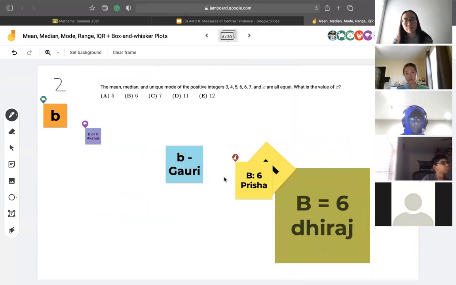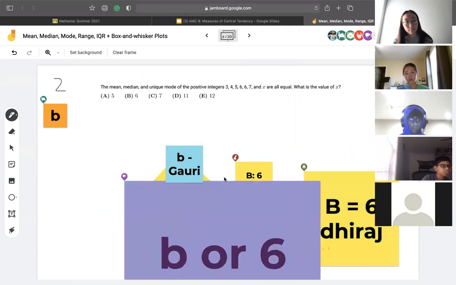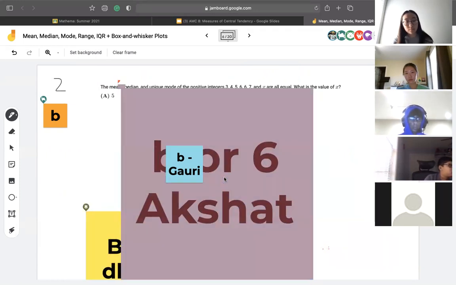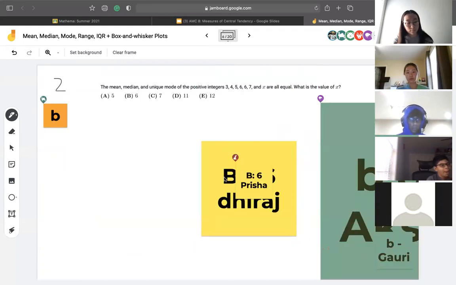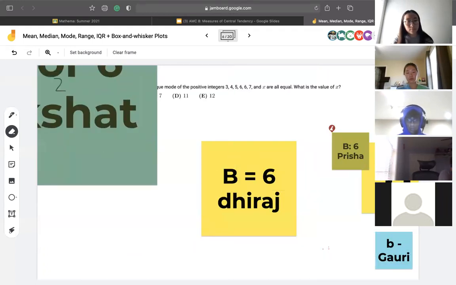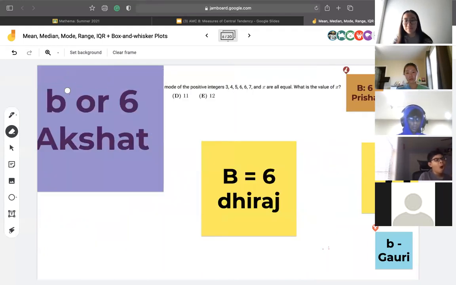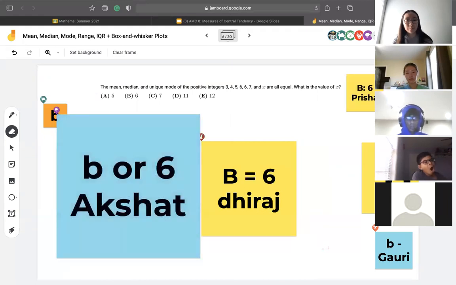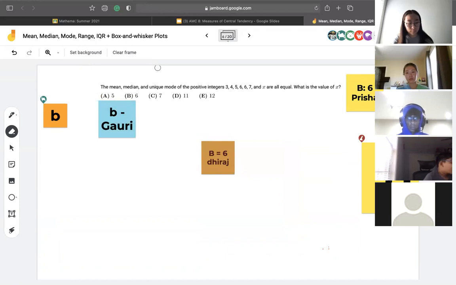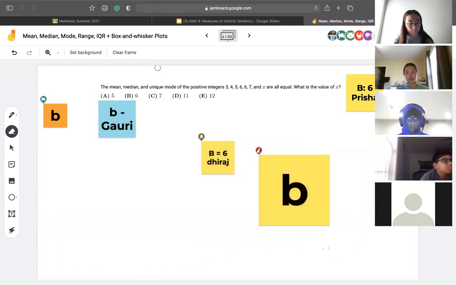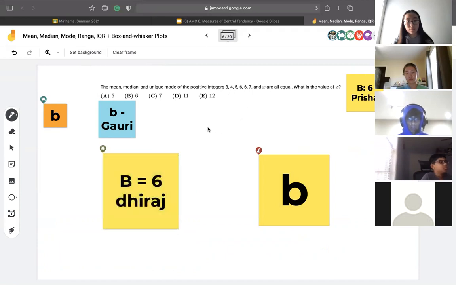And for number, what is this? Wait, what question is this? Is this number 3? Oh no, this is number 4. Yes, okay. So for number 4, the answer is going to be B. And, oh, okay. So let's go through this together. The mean is just the average of all the numbers. So let's first count how many numbers there are. So there are 7 numbers in total.